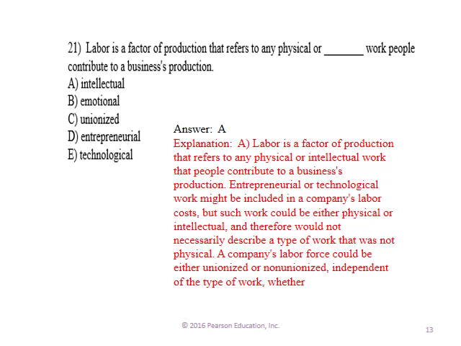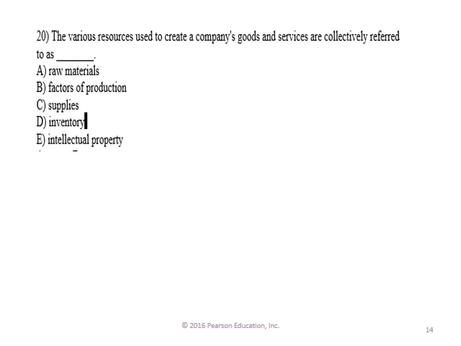So let's take a look at this next one now, and I'm going to have to start to figure out how to make the answer something different than A for a change, right? Don't worry, on your exam the answer won't be A necessarily. The various resources used to create a company's goods and services are collectively referred to as, we just talked about that, our factors of production, collectively, right? We have those different factors of production, but collectively they're considered factors of production.